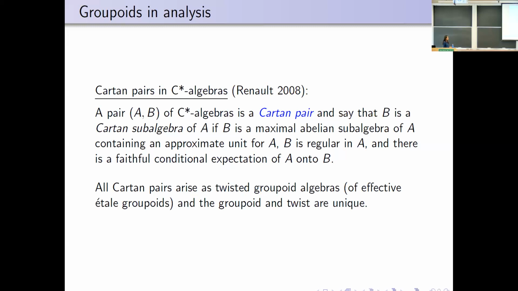And this has also been said several times. Not only can we talk about what is meant by a Cartan subalgebra of a C*-algebra A, but moreover, we know from a result by Renault that every Cartan pair can be realized by a twisted groupoid C*-algebra. In that sense, the groupoid can be constructed, and the twist can also be constructed. Not only that, there is already a one-to-one correspondence. This simply means that once you construct those groupoids and twists, they are uniquely determined. I'm going to go back to this in more detail later, but let me just move on.